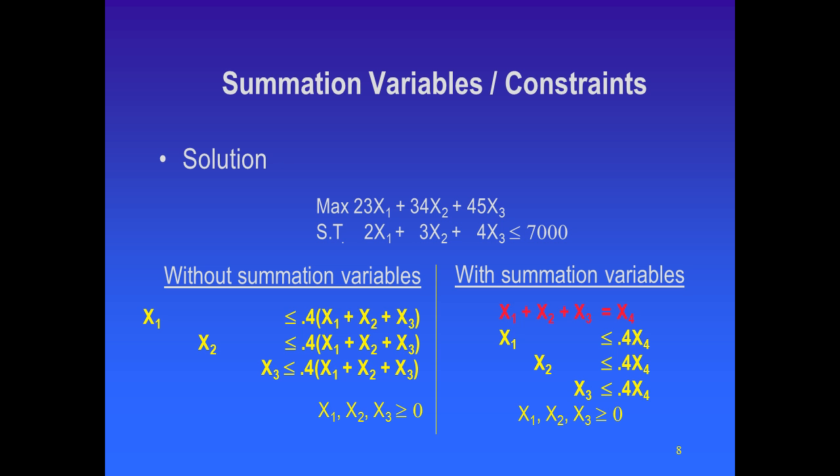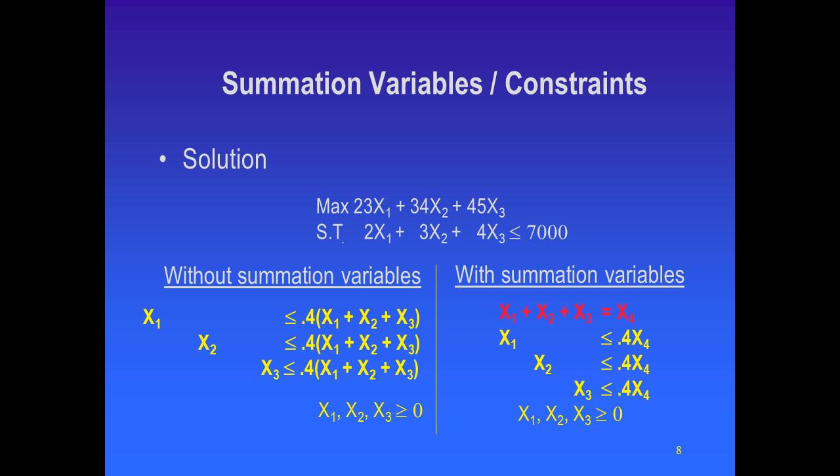So X1 plus X2 plus X3 equals X4, or X1 plus X2 plus X3 minus X4 is equal to 0. This itself is called the definition constraint. It defines X4. If we tell solver to adhere to this constraint, X1 plus X2 plus X3 minus X4 is equal to 0, it'll force X4 to be the sum of those other three, right?